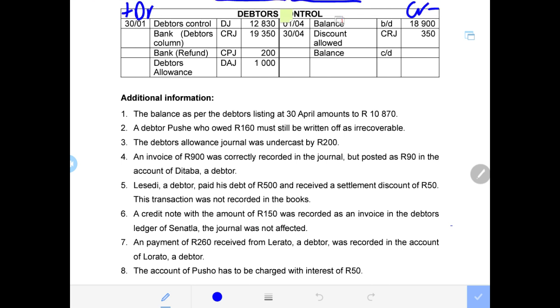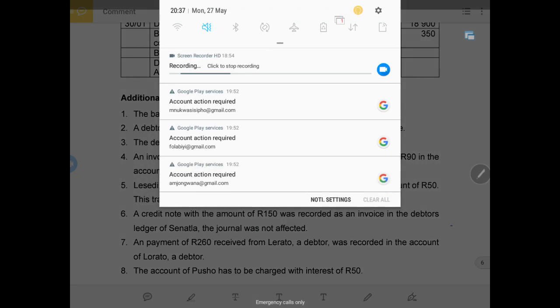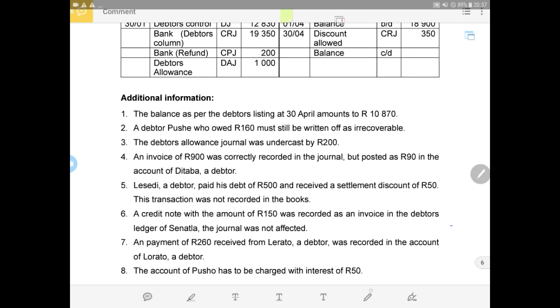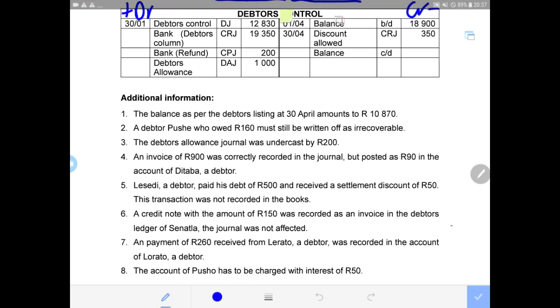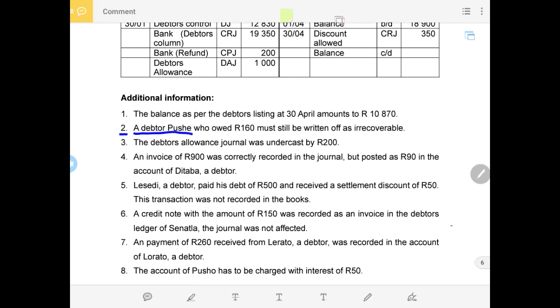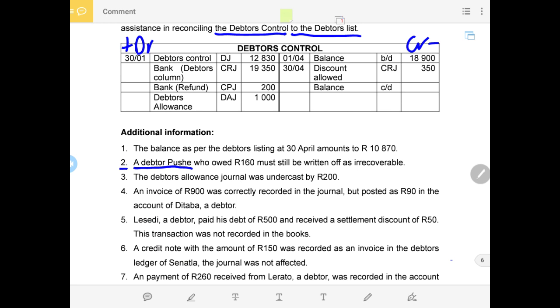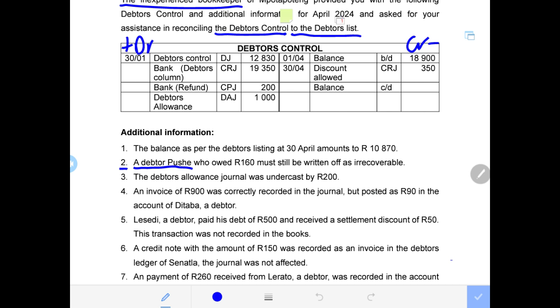Now, let me analyze the transactions slowly but surely, one transaction at a time. It says, number 2, a debtor, Pusher, who owed 160 must be written off as irrecoverable. Now, this person is a bad debt, meaning he is declared insolvent by the court, and his account must be written off as irrecoverable.